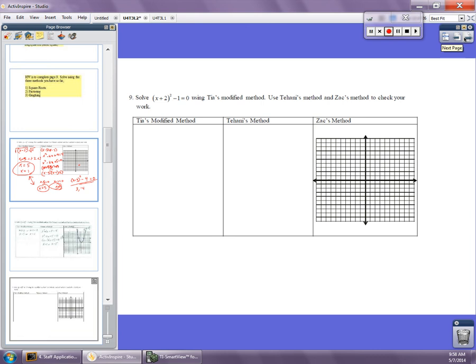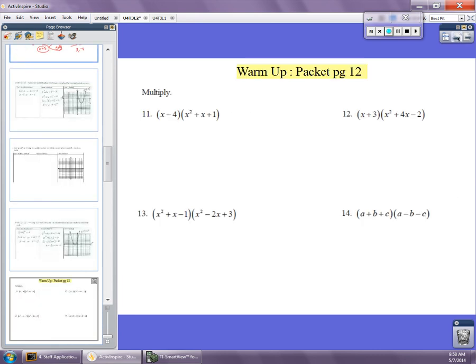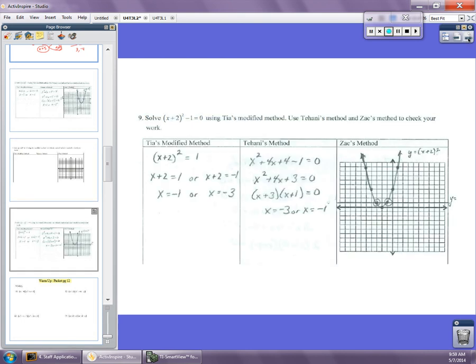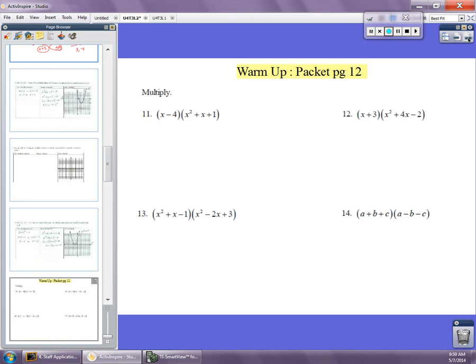You can try this one too if you want for extra practice, but your homework's going to be doing the same thing. Try this one on your own. Pause the video, try this one, and then replay it. And I'm going to go to the next page, and I'm going to do it right now and show you the answers. And this will be the warm-up for tomorrow.